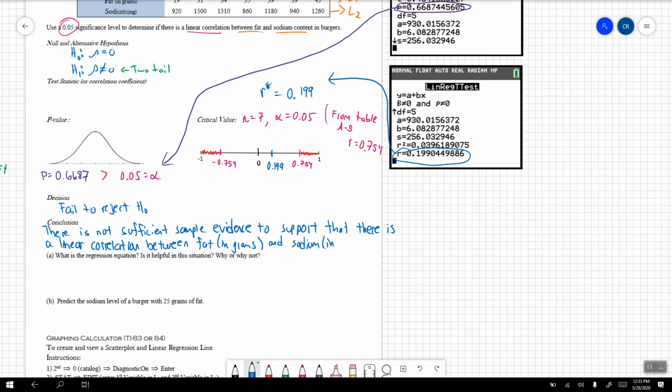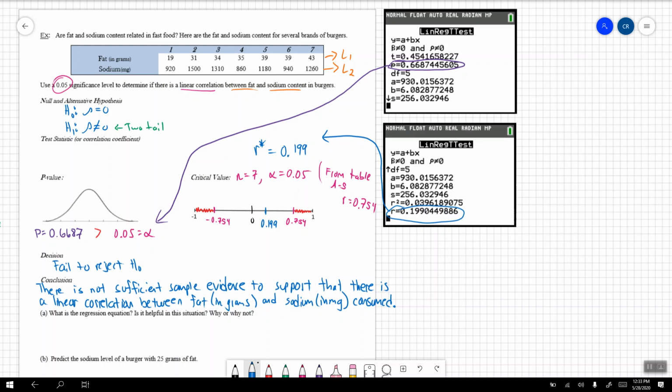Sodium in milligrams consumed. So again, just based off of the data set, we're basing this off of the data set. We're not basing this off of any bias that we have. Remember at the very beginning of the course I said we're going to leave the bias at the door and we're only going to trust the math, the facts that we see.